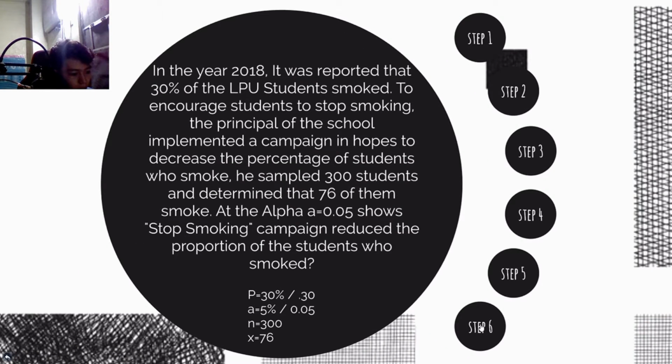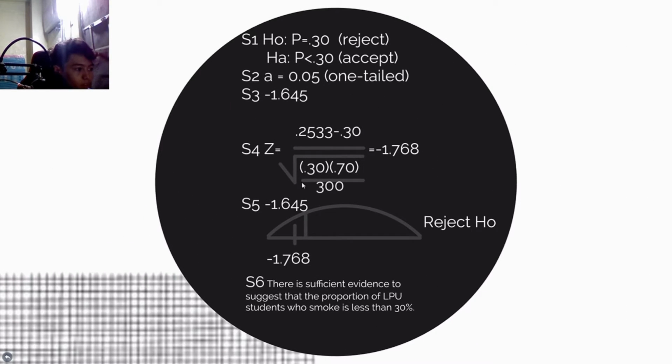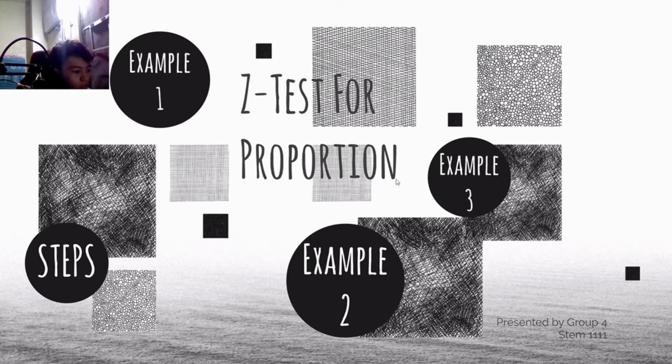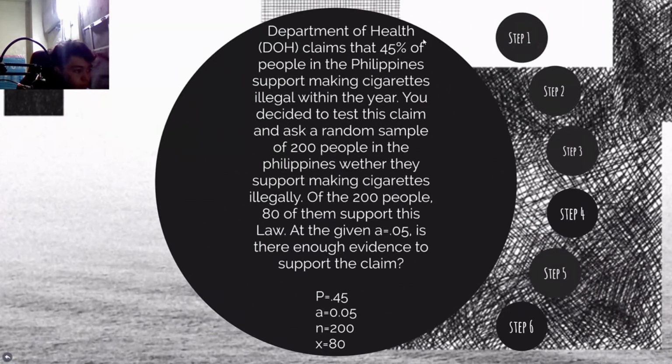Now step 6, which is the conclusion. After we got all this, we can now conclude that there is sufficient evidence to suggest that the proportion of LPU students who smoke is less than 30%. So yeah, and let's go to the second example.